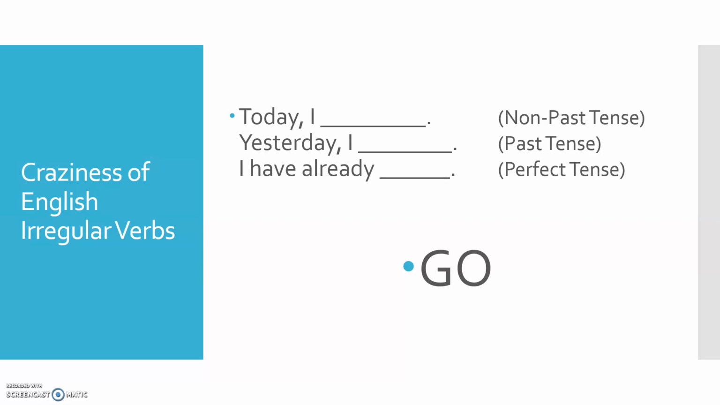Okay, so let's try the next one. Today I am. Yesterday I. I have already. So here we have a case of suppletion. Today I am. Yesterday I was. Am and was don't look anything like be. I have already been. So then we get back to the be form there. Okay, moving along. Today I eat. Yesterday I. I have already.